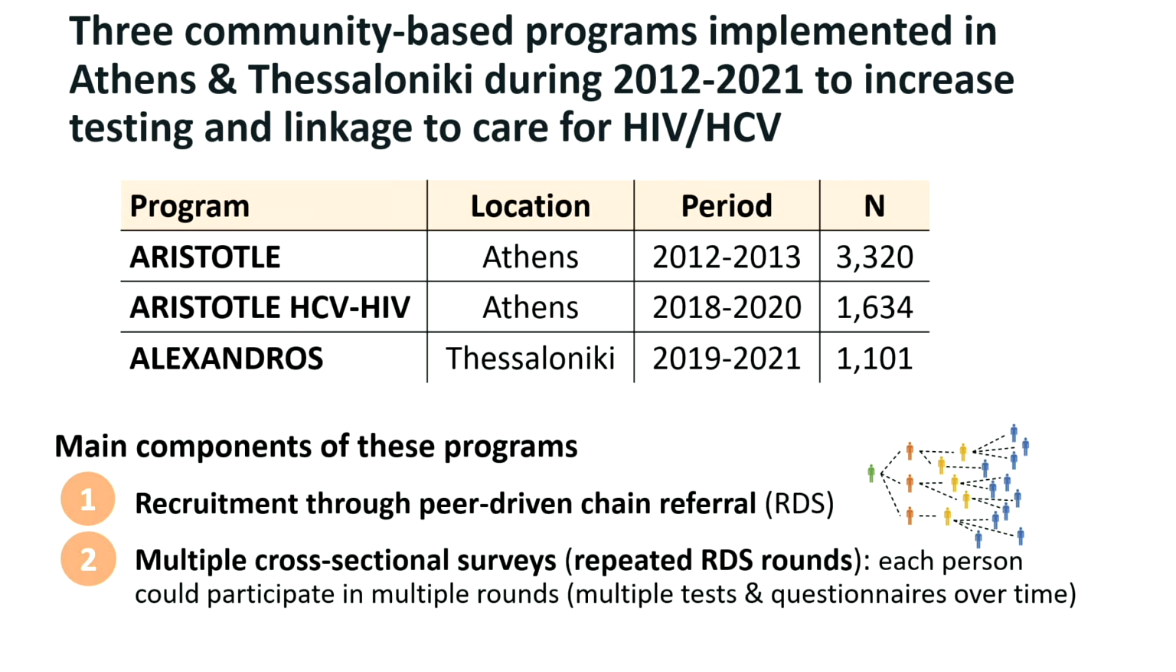The second thing is that each program was performed in multiple sampling rounds, so people could participate in these multiple rounds. For example, in Aristotle 2012, this was implemented in 5 consecutive recruitment rounds. People were tested, and data were collected from a structured questionnaire, so we had data over time within each program.